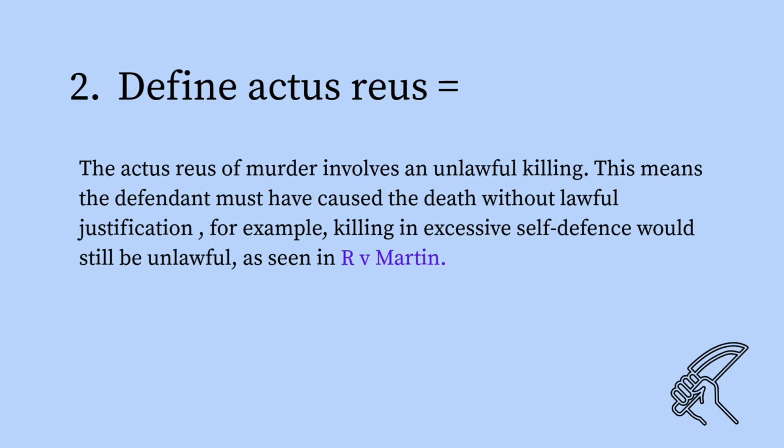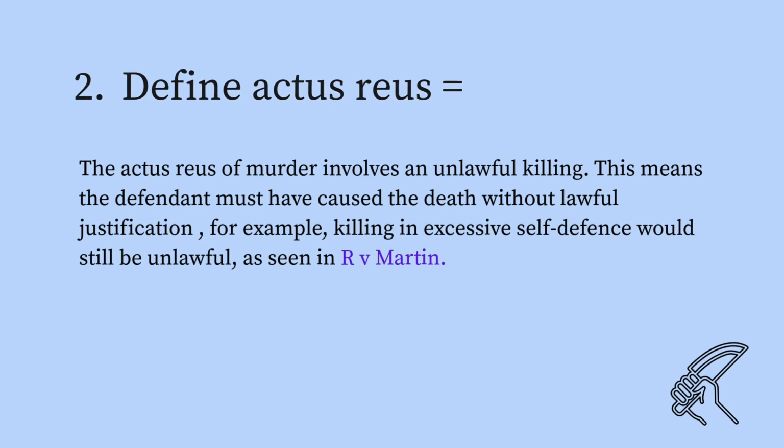Next, we have define Actus Reus. So we have to define it in a way for murder. The Actus Reus of murder involves an unlawful killing. This means the defendant must have caused the death without lawful justification. For example, killing in excessive defence would be unlawful, as seen in R v Martin. Now, for most of the steps that I give, I will always try to give a case example.